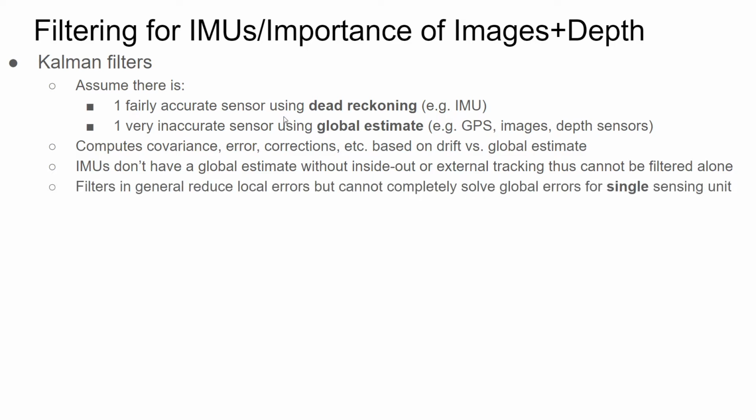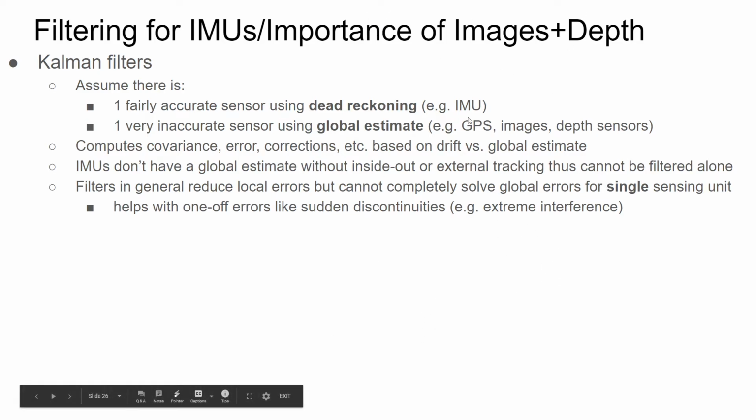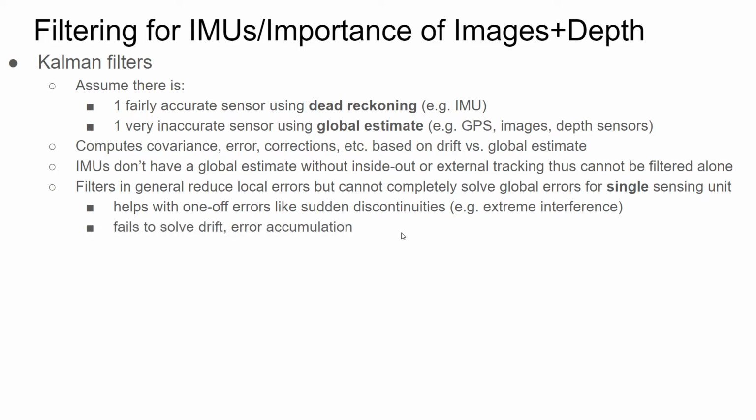Anyway, so filters in this case won't work that well. What they can do is reduce local errors, but for a single sensing unit like an IMU, which only relies on deltas, you can't solve the global errors that come with that. For example, if you are relying only on IMU data and you have a one-off error like a sudden discontinuity, like there's some interference or you drop it, and that causes a huge spike in error, the Kalman filter is good at dealing with that. And other filters are also good with that. But this won't solve drift or error accumulation without a camera.